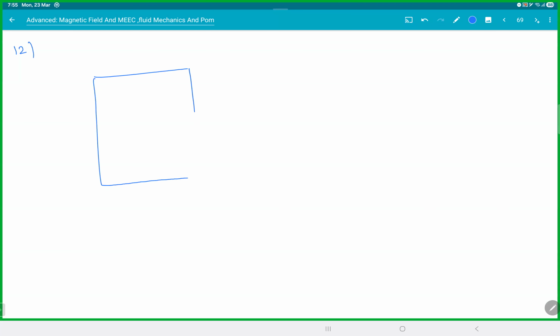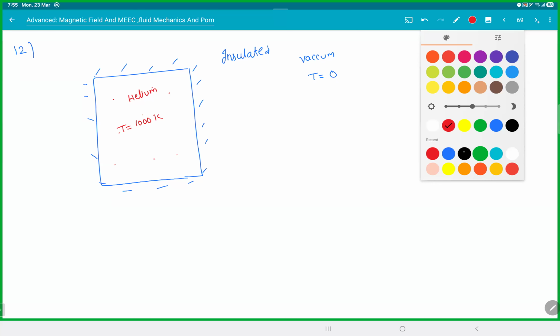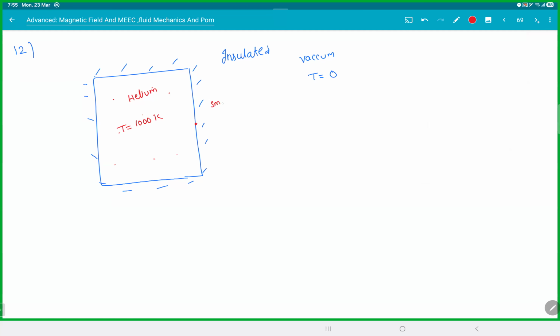This is a question from Meredo. So we have an insulated tank. Outside is vacuum, meaning you can take the temperature to be 0 Kelvin. Inside it is filled with helium gas. Temperature is 1000 Kelvin. Then someone made a small hole here and the gas started leaking out. Find the speed of the gas when the hole is just made.